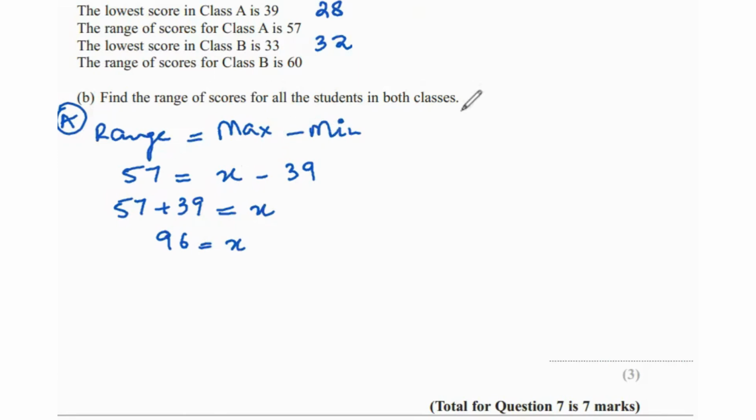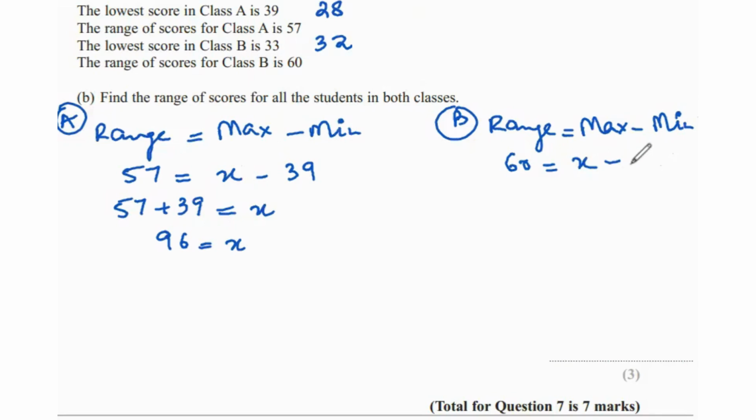Now for B, again, range is maximum minus minimum. So 60 is the range, maximum is x, and minimum is 33. So 60 plus 33 is x, and that's 93 equals x.